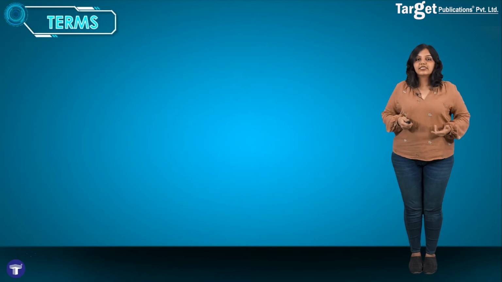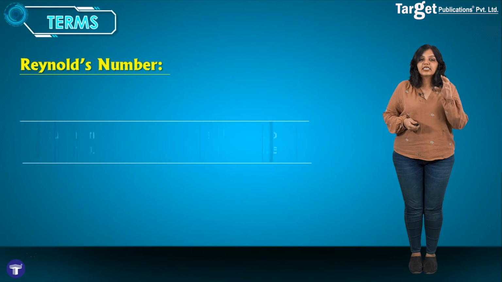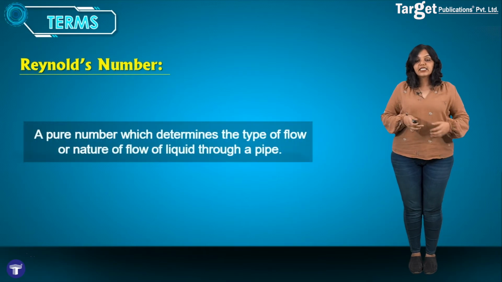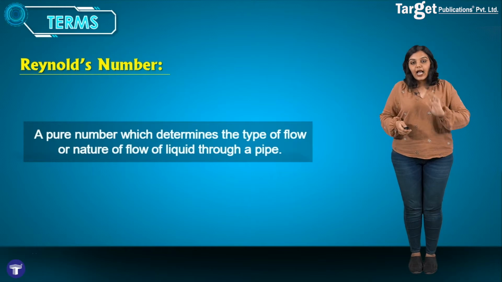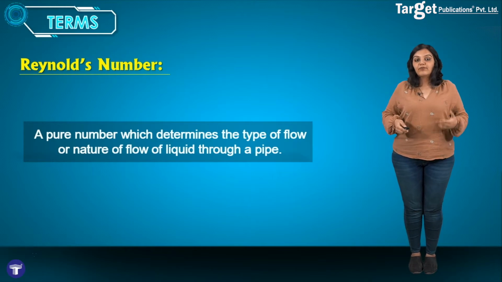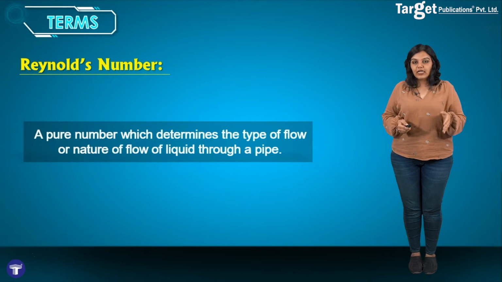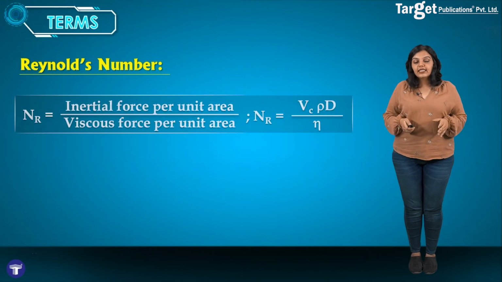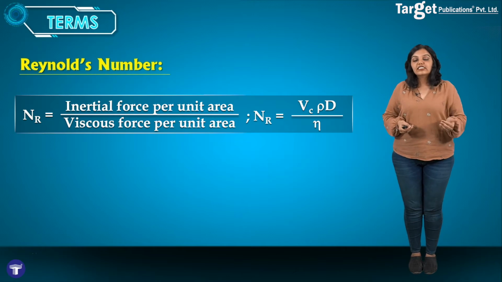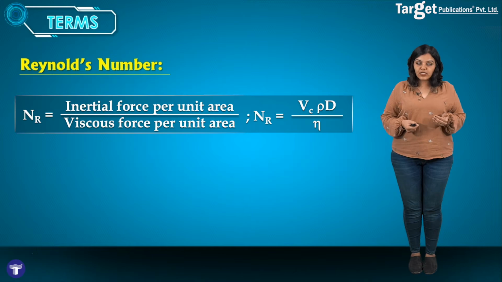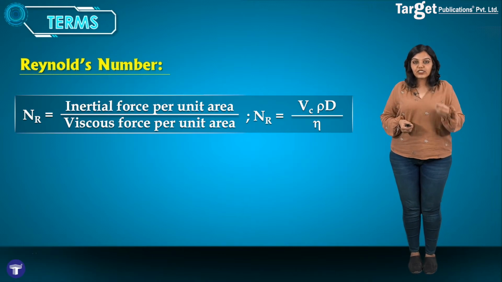The quickest way to find out whether a liquid will undergo a streamline or a turbulent flow is to look at the Reynolds number. The Reynolds number is basically just a pure number which determines the type of flow, or the nature of flow, of liquid through a pipe. We use the Reynolds number, denoted by NR, in the formula for critical velocity. Hence, by reversing that formula, I get that NR is nothing but Vc ρD / η, where Vc is the critical velocity, ρ is the density of the fluid, capital D is the diameter of the pipe, and η is the coefficient of viscosity.